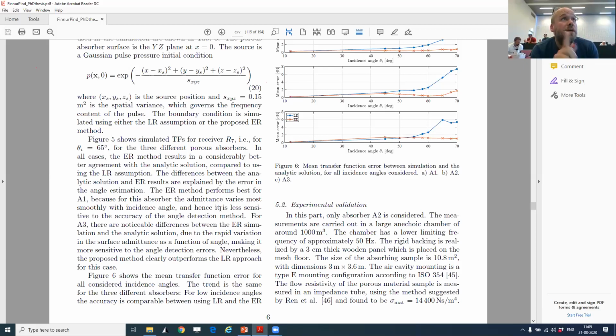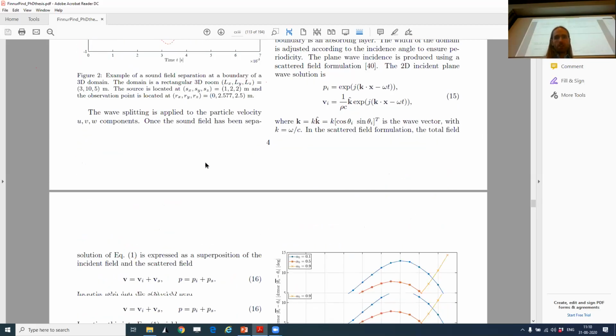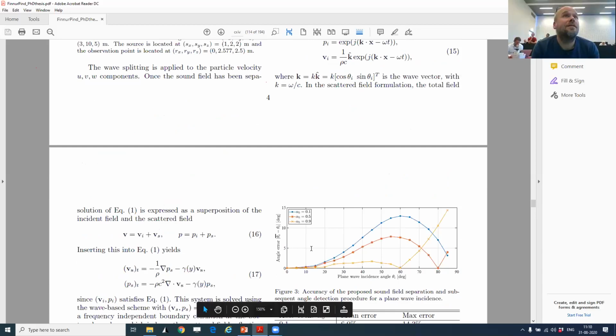The problem is that when we have grazing incidents, you will have absolutely. This is reflected in the error here, right? Yeah, this one here. So it works very well for low incidence angles, but for higher angles we have higher errors.